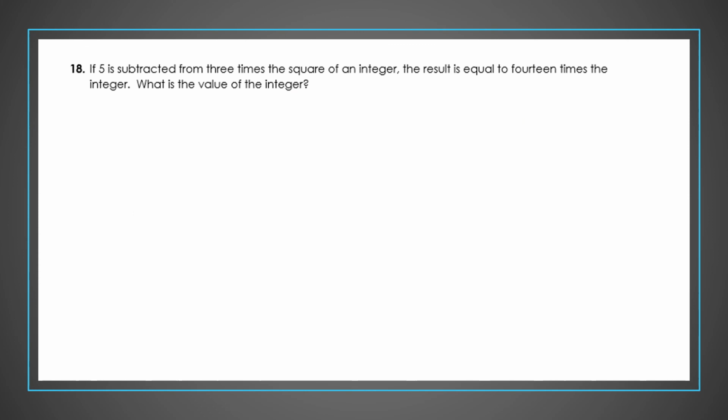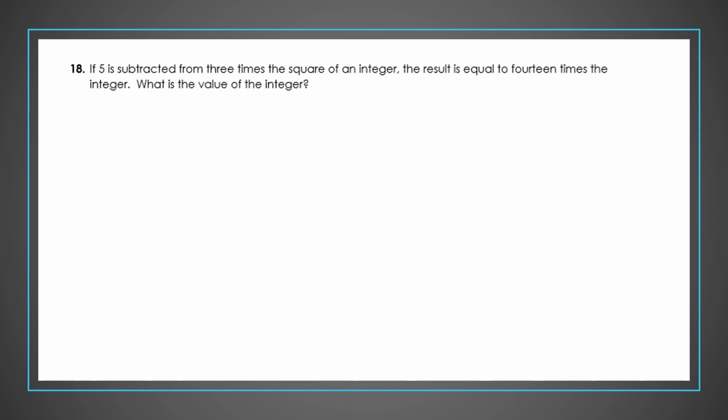If 5 is subtracted from 3 times the square of an integer, the result is 14 times the integer. What is the value of the integer? So for this, we need to first set up our equation, and then once we have our equation, we need to make the decision of how we're going to solve it.